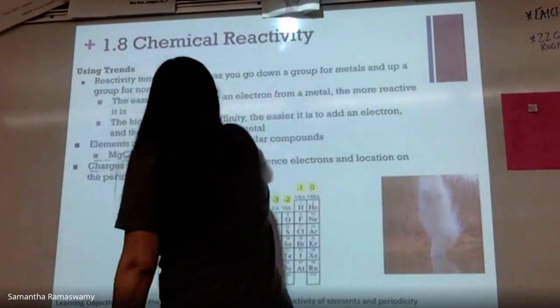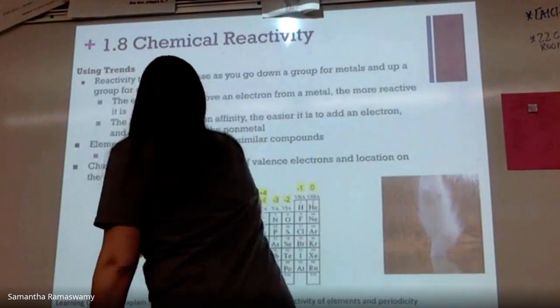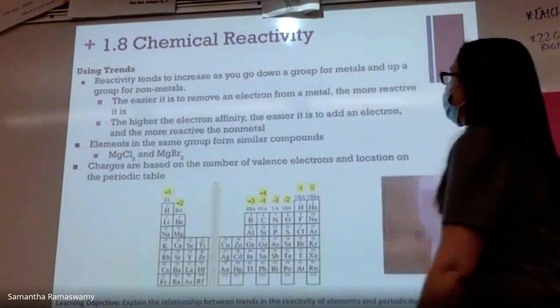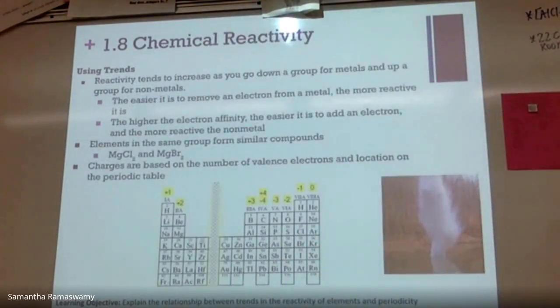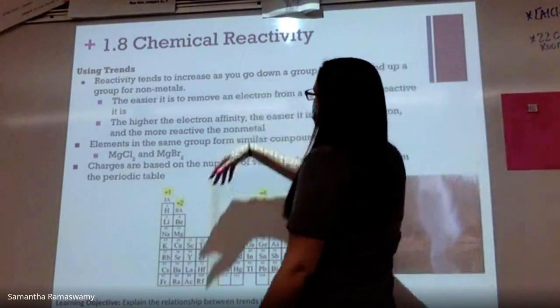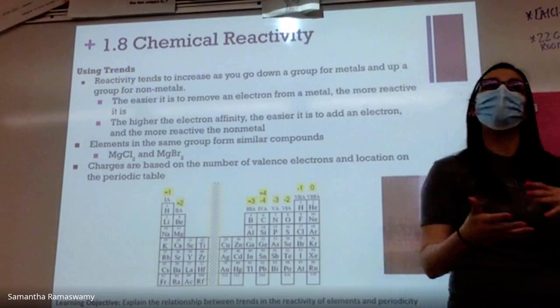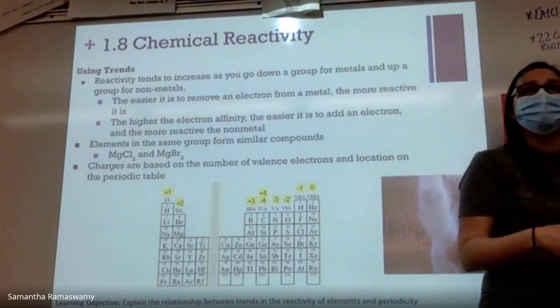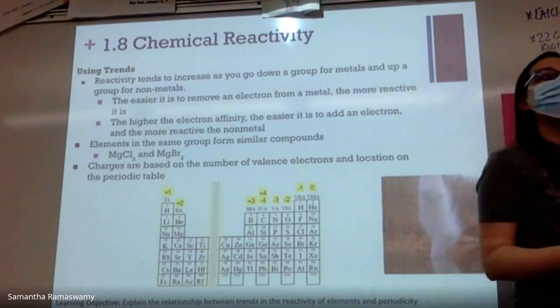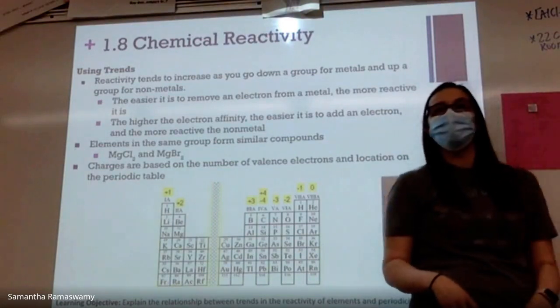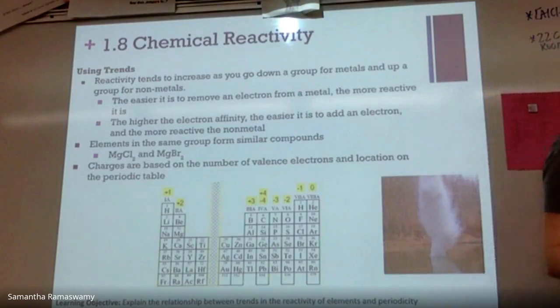Reactivity tends to increase as you go down a group for metals and up a group for nonmetals. So here's why. The easier it is to remove an electron from a metal, the more reactive it is. When metals lose electrons easily, they become cations. That means they become very reactive. Francium, Fr, is the most reactive metal because it has such a low ionization energy.